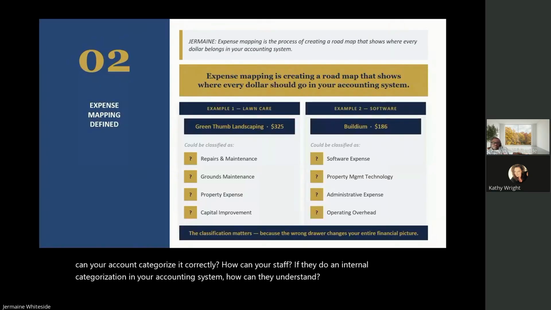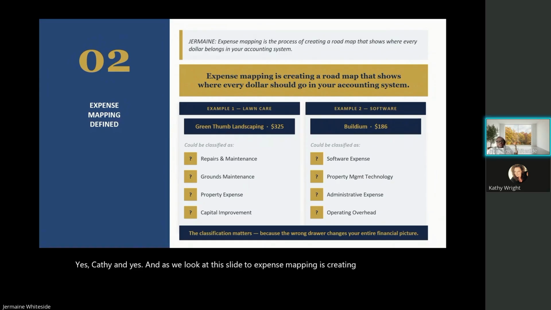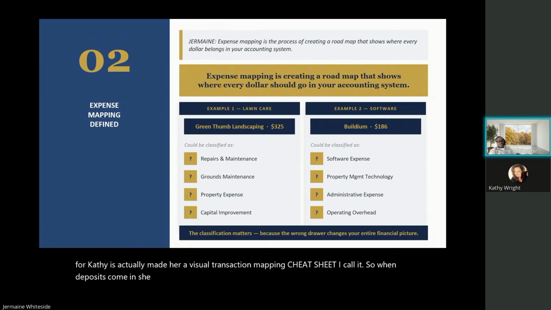So I guess what we were going to be talking about is the different mapping situations. As we look at this slide, expense mapping is creating a roadmap that shows every dollar where it should go in your accounting system. And what we've done for Kathy is actually made her a visual transaction mapping cheat sheet, I call it. So when deposits come in, she looks at the map and determines that.